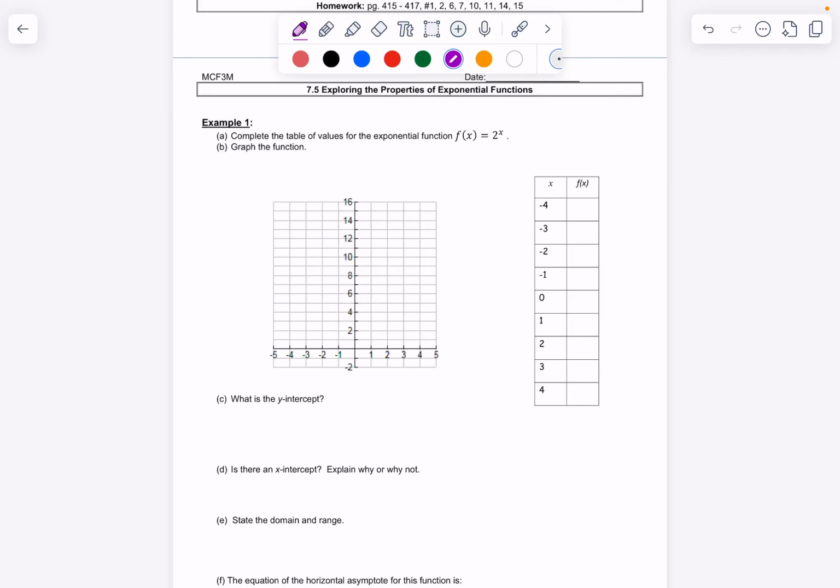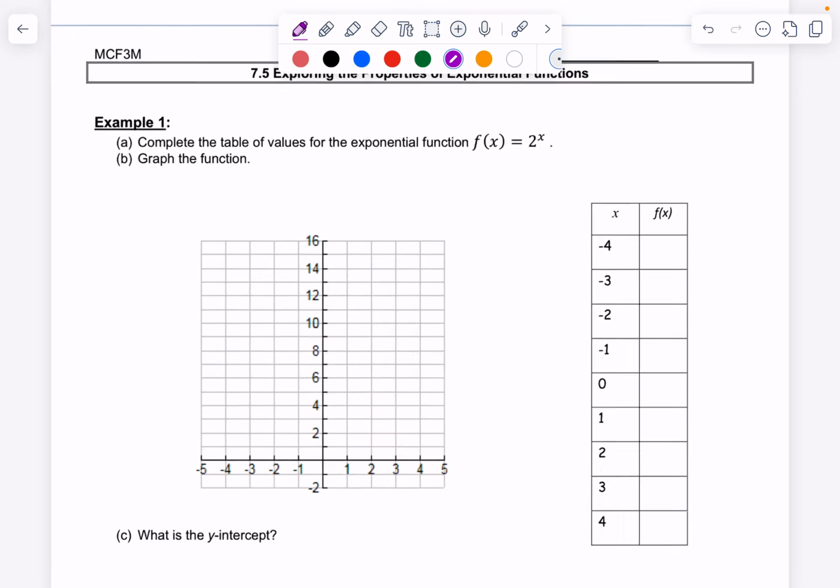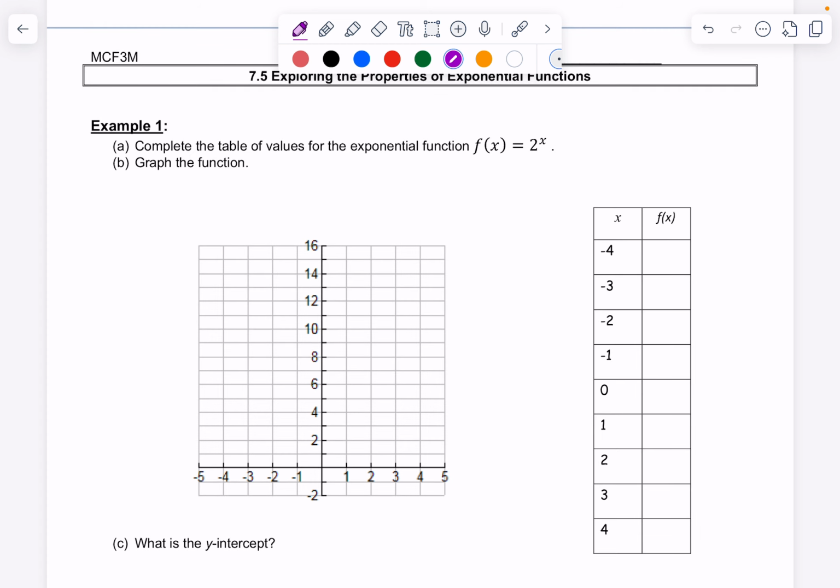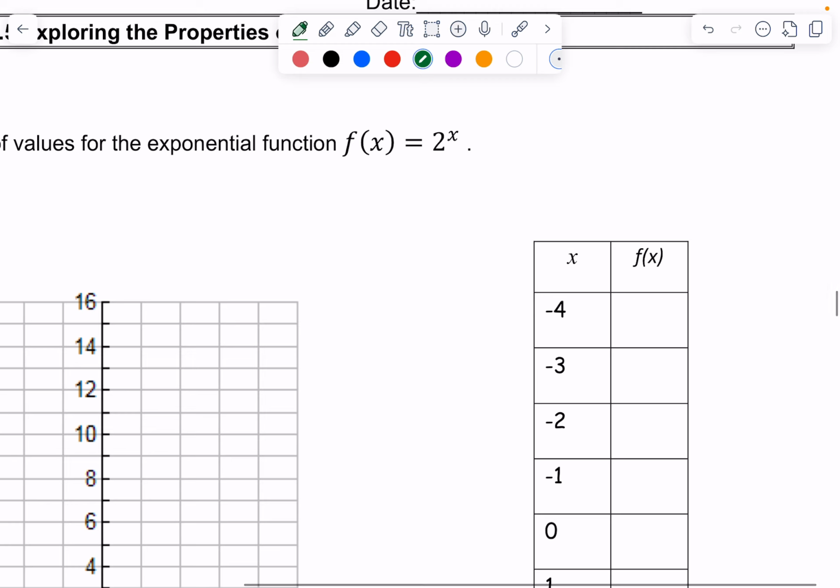All right, so lesson 7.5, exploring the properties of exponential functions. We are now moving into graphing exponential functions. Up until this point, we've seen quadratics, we've seen trigonometric functions. Now what we are doing is looking at exponential functions. The main characteristic of an exponential versus everything else you've seen before is really this variable being in the exponent up top here, okay?